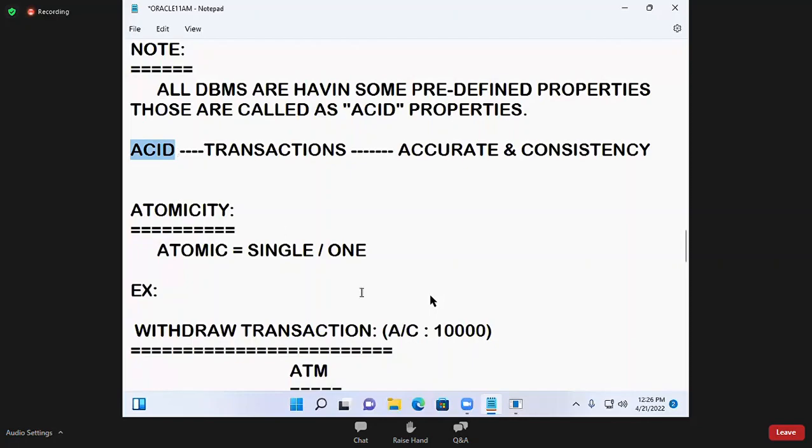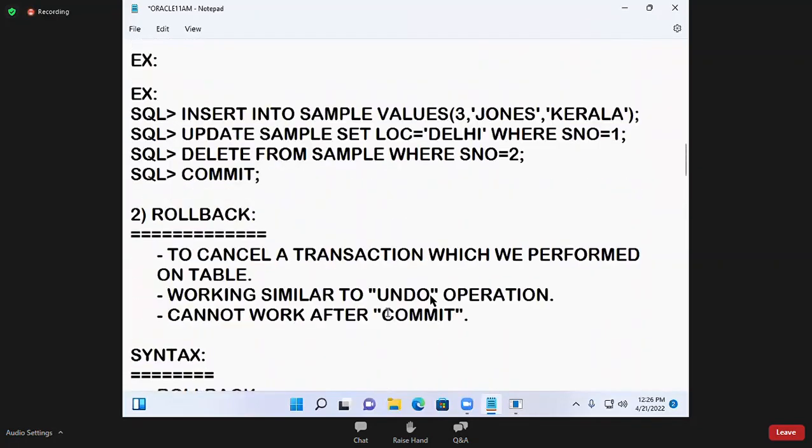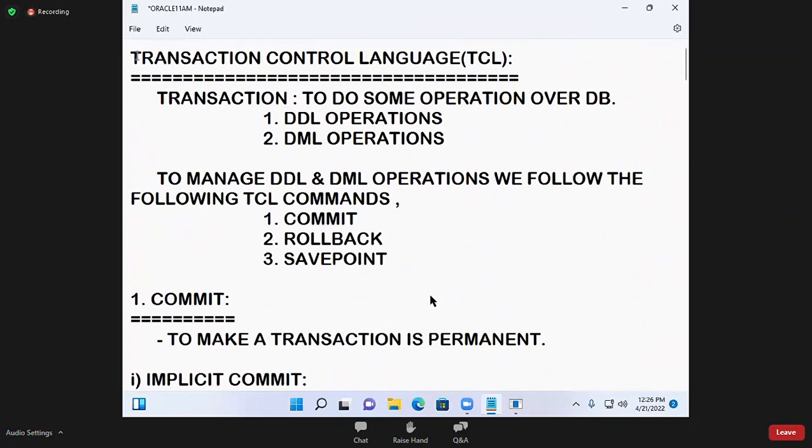So this is the transaction related information, guys, which will lead to transaction control language commands.